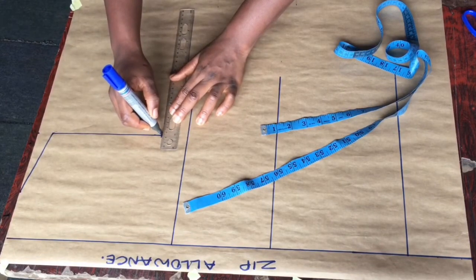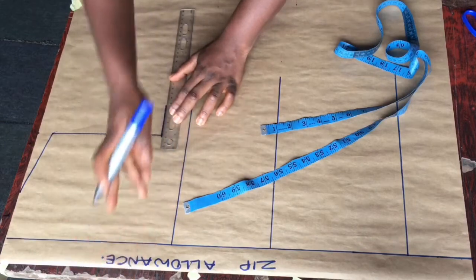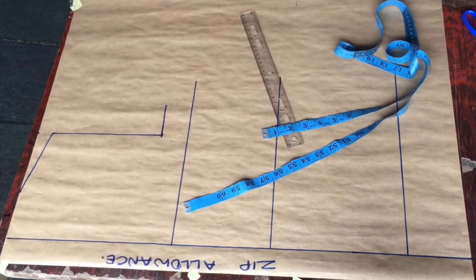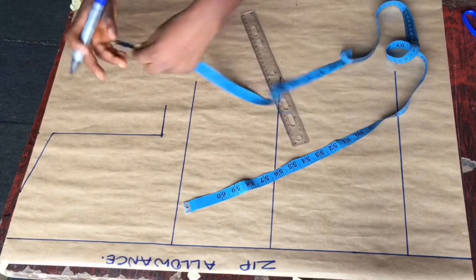So the next thing I'm going to do is to rule the line. That line I'm ruling is my chest. You can as well extend it or leave it depending on your preference.